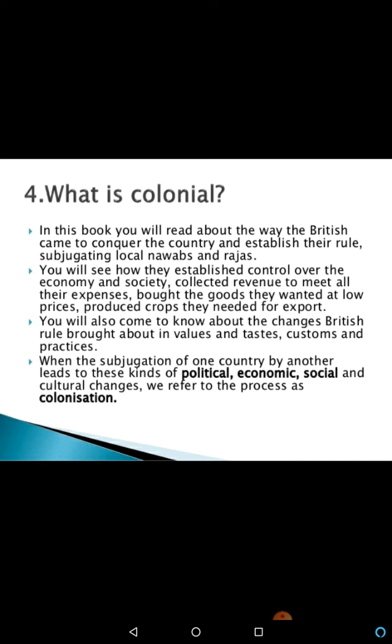You will see how they established control over the economy and society, collected revenue to meet all their expenses, bought the goods they wanted at low prices, produced crops they needed for export. You will also come to know about the changes British rule brought about in values and tastes, customs and practices.